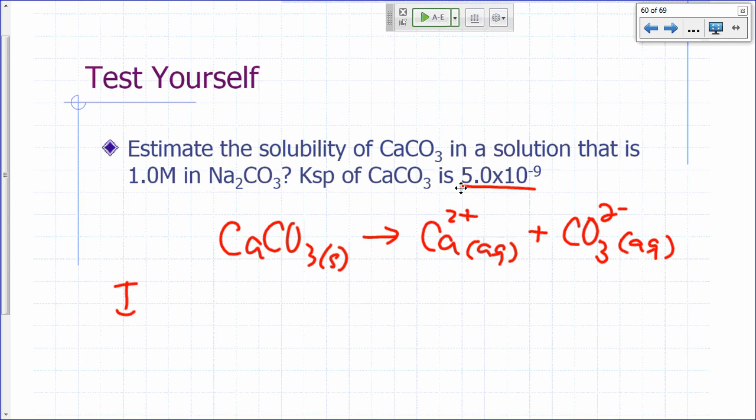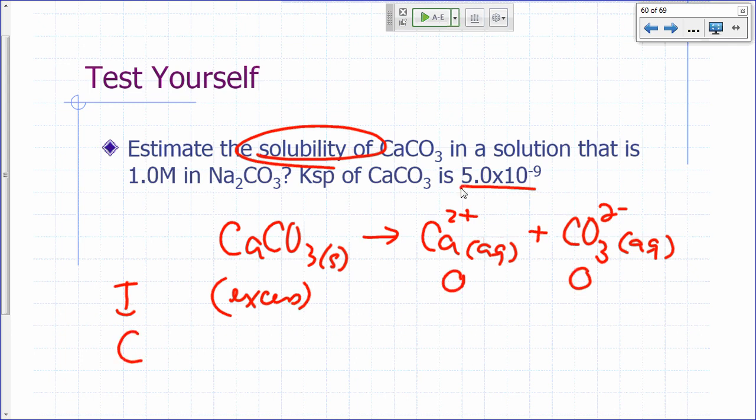Initial concentration. Since we're talking about solubility, we're going to assume that we have enough solid to dissolve. So we're just going to have excess amounts of calcium carbonate. None of this and none of that. What would be our changes? The solubility is x moles per liter, so minus x moles per liter of solution. So you're going to get plus x and plus x. At equilibrium, what will we have?